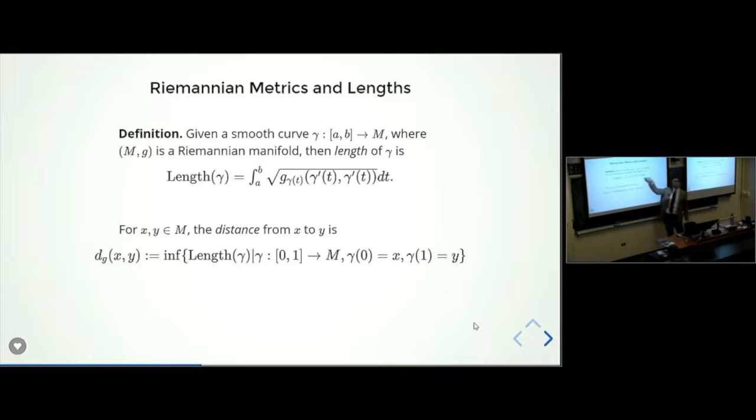So a Riemannian manifold is a manifold with some Riemannian metric, and that in particular implies that it is actually a metric space in this sense. And so the name metric is not completely insane.